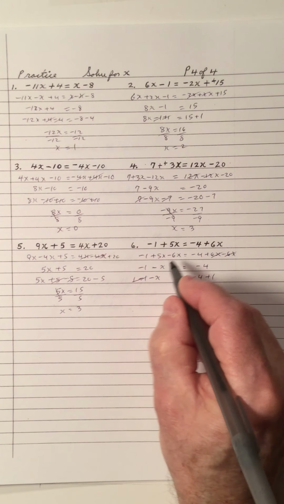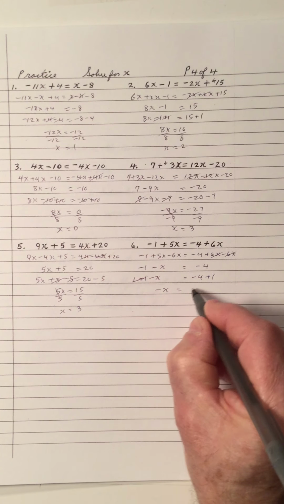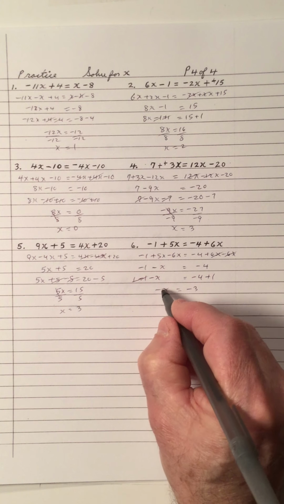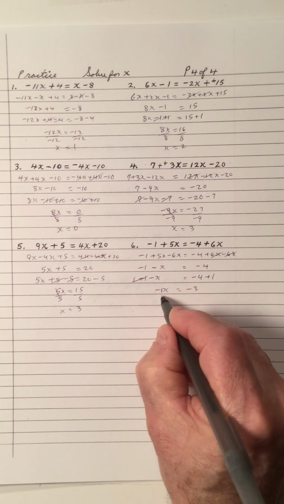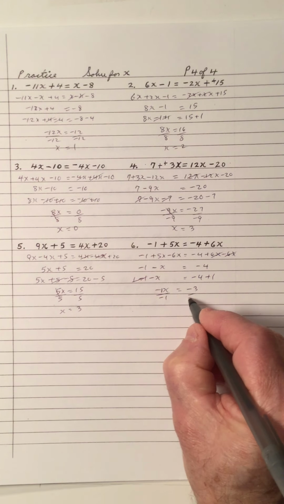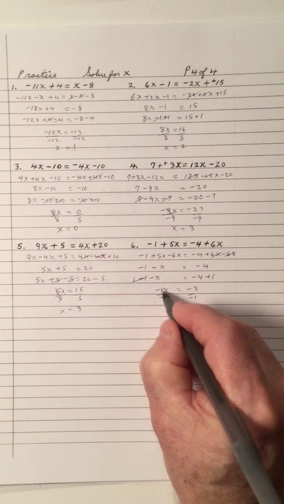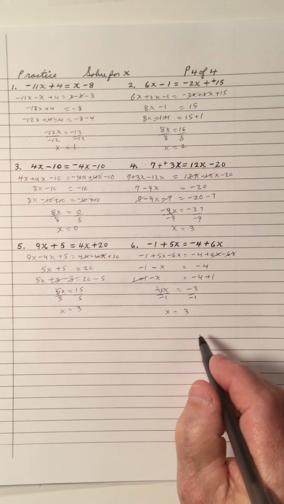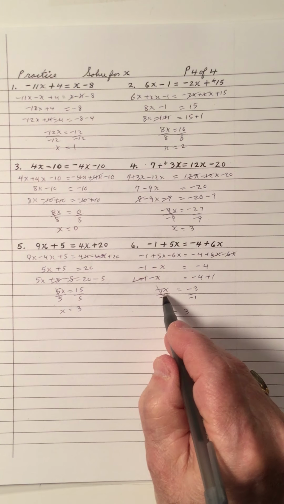That gives me 0 when I add. Negative x equals negative 3. And that's a negative x now, so that's understood to be negative 1. So I'll divide by negative 1. So the negative 1's cancel to give me a 1, and that gives me a 3. So notice that was a negative x.